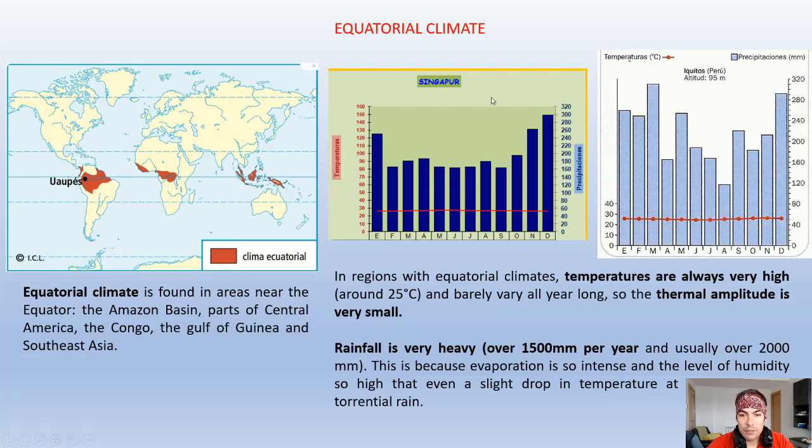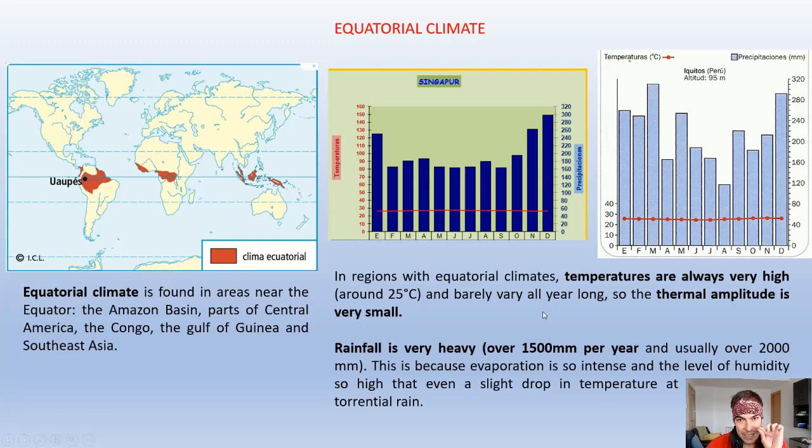So here we have also some climate graphs. This one from Singapore, which is a city located here, where I am pointing with the mouse, and also here in Iquitos in Peru, which is more or less around this area. So as you can see here in the climate graphs, in these regions with equatorial climates, the temperatures are always very high, and they are around more or less 25 degrees centigrade. As you can see here in the red lines of the temperatures, they are between 20 and 30, so they are around more or less 25 degrees and barely vary all year long.